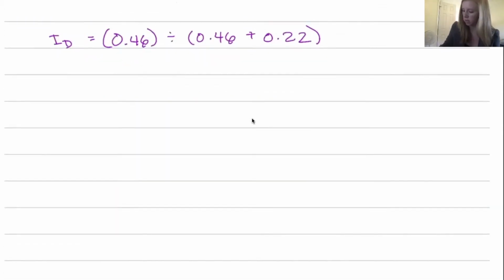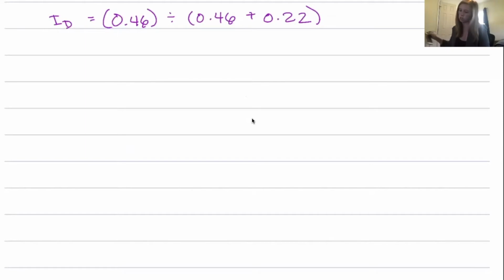Perfect. So from there, I'm going to actually start to solve those different components. So first I will do, I like to rewrite the problem every time just because I'm showing my work. 0.46 plus 0.22. So you add those two together, you get 0.68. And we're doing that first because we always want to start with our parentheses, just from an order of operations standpoint. So now I'm going to have 0.46 divided by 0.68.